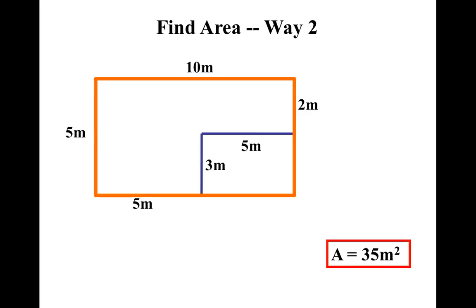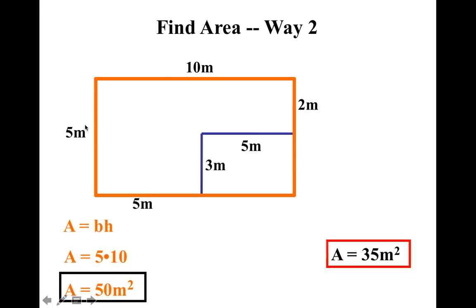Here's the other way. What if you saw this big rectangle and this little rectangle? This big rectangle, if you think about it, was 10 times 5. So that's 50. And what about that little rectangle? Does everyone see it? Remember, that wasn't a part of our original shape, but when we made the big rectangle, you might have been able to see it. All right, and that's 3 times 5.